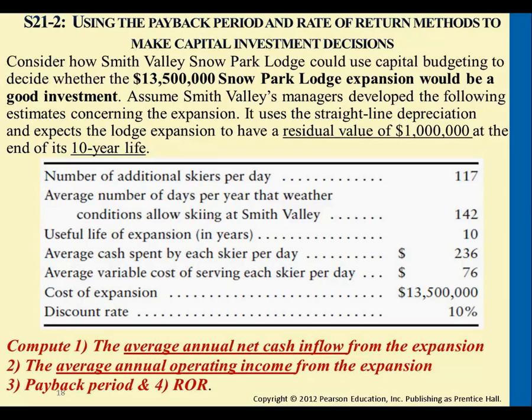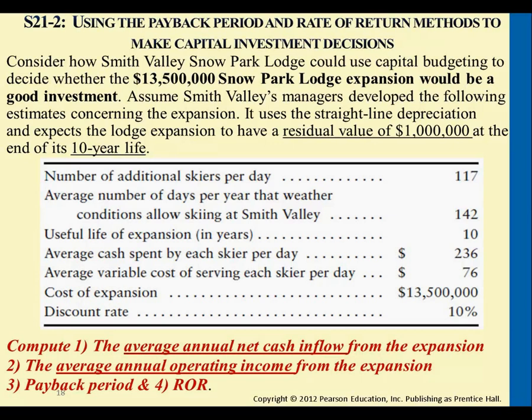Their number of additional skiers per day is 117. The average number of days per year that the skiing facility can be used is 142. Useful life of expansion is 10 years. Average cash spent by each skier is $236 per day. Average variable cost per skier per day is $76. Cost of expansion we just mentioned, and the discount rate is 10%.